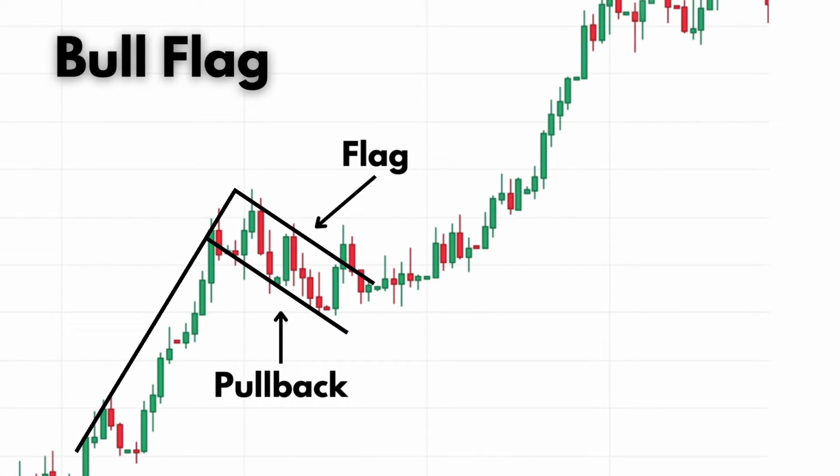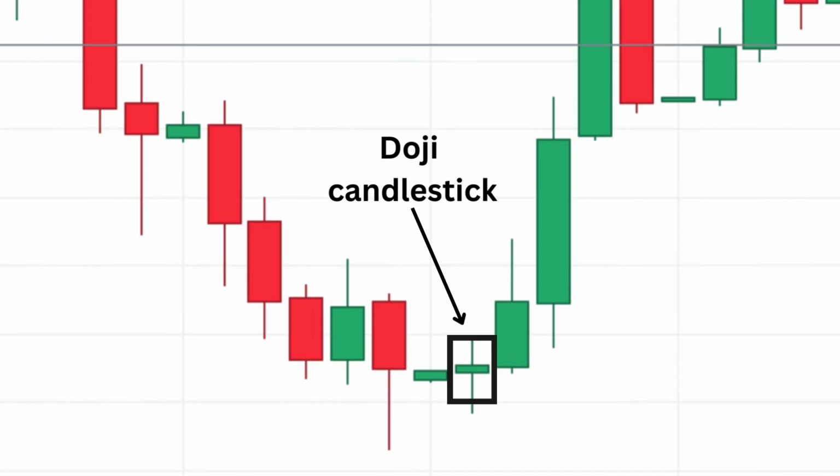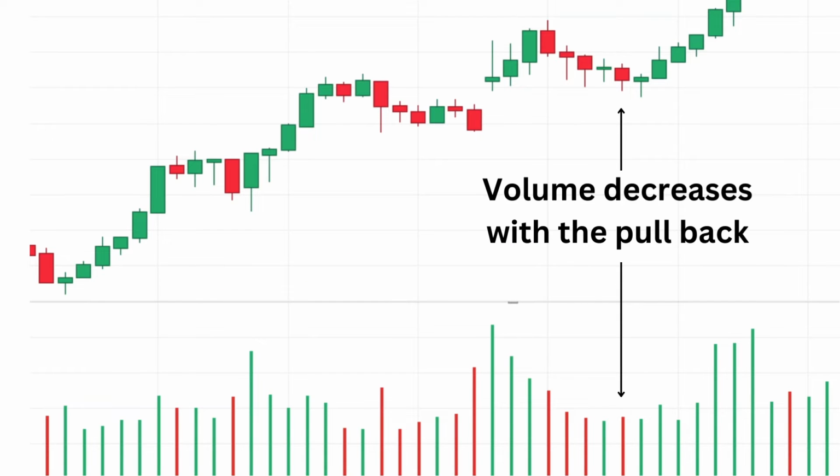Next, you'll look at your entry signals. Firstly, you can look at candlestick patterns. Candlestick patterns that traders often use are bull flags, or they look at candlestick formations like a doji candle, where there's some indecision in the market and the market then continues in the same direction. Then you can look at volume. And what you'll find is decreasing volume often occurs during the pullback, with increasing volume as the trend resumes.